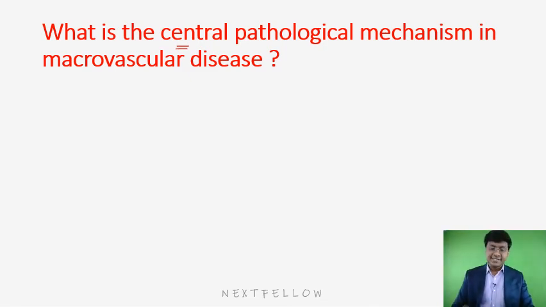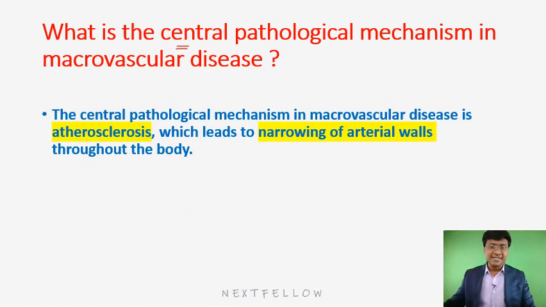Then the next important thing is, what is the central pathological mechanism in the development of macrovascular disease? The central pathological mechanism is atherosclerosis, that is accumulation of fat within the vessel wall, and that will cause narrowing of the arterial wall throughout the body, and that will be responsible for the development of macrovascular diseases like peripheral arterial disease, coronary artery disease, and cerebrovascular accidents.